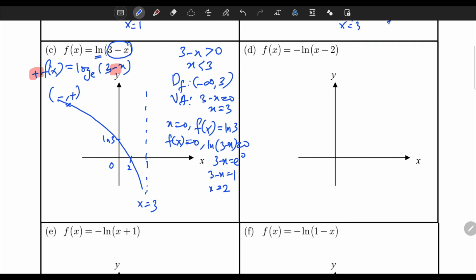Okay. So domain, we found the domain already here. This is your domain. So range of f will be real numbers. So done with that.